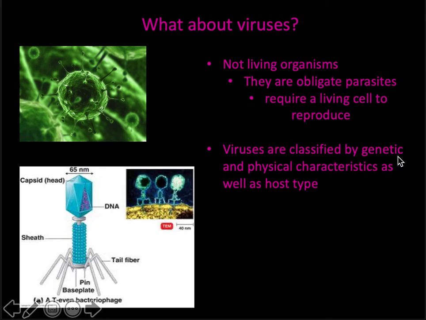Viruses are classified by their genetic material. Is it DNA? Is it RNA? Is it one strand or two strands? See, our DNA is double-stranded, right? We have the double helix. But viruses can be single or double-stranded, and it could be DNA or RNA as their genetic material. So that's kind of the first category for classifying viruses.